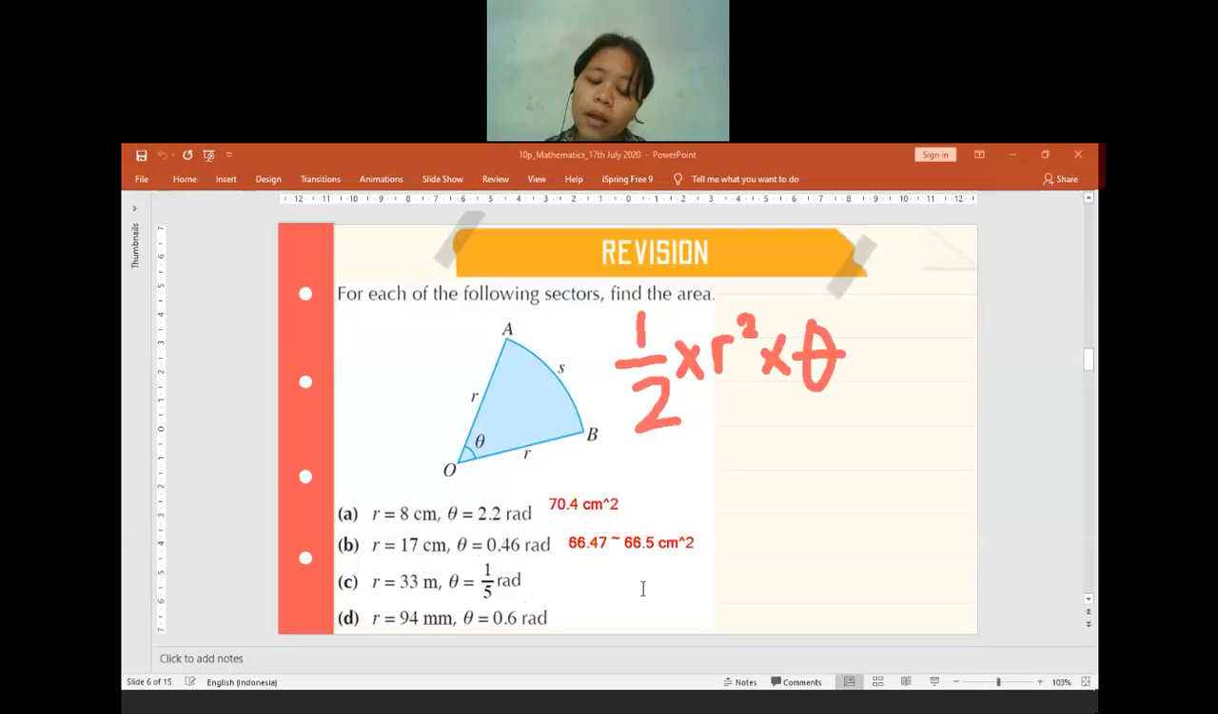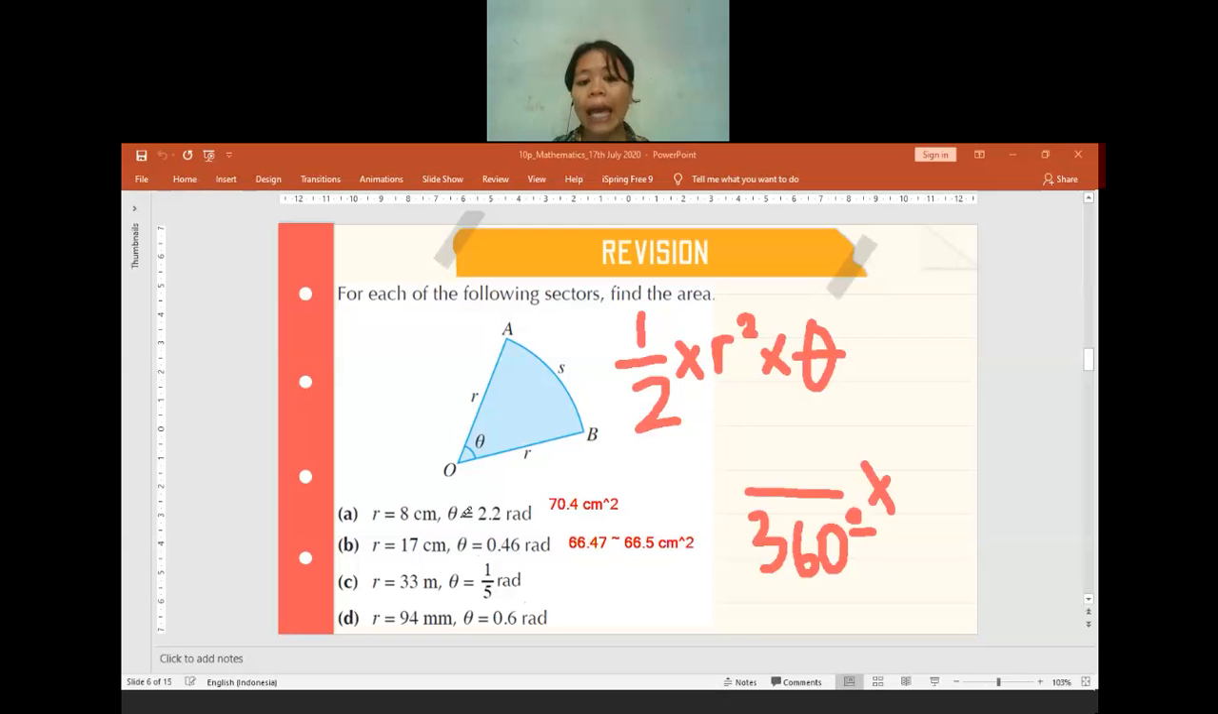Yes? Teacher, how about this step, teacher? Theta per 2 pi times pi r power by 2. Oh, yeah. If it is by 360, Nico, it means the angle is given in degree unit. Whatever formula has 360 degree, even if it is the arc length or the sector area, it is clearly degree. So it means the angle unit has to be in degree.